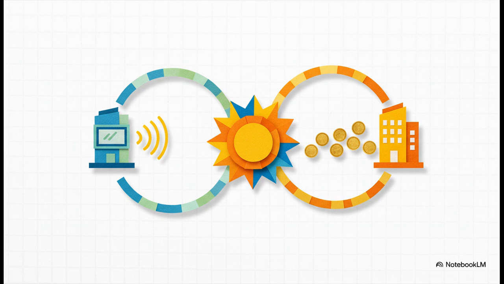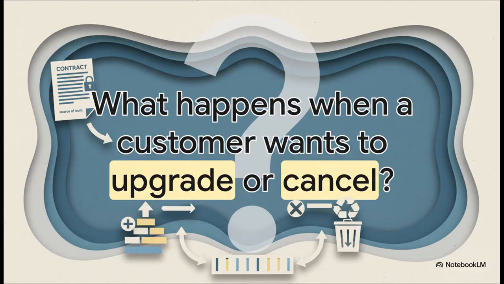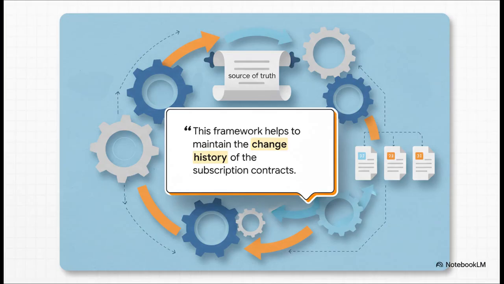But you know, a subscription is a living, breathing thing. The story definitely doesn't end here. Exactly. I mean, life happens. Customers want to upgrade their plan, or maybe they need to cancel. So how does a system that's built on this permanent source of truth handle something as normal as change without causing total chaos? Well, this is where the design gets really smart.